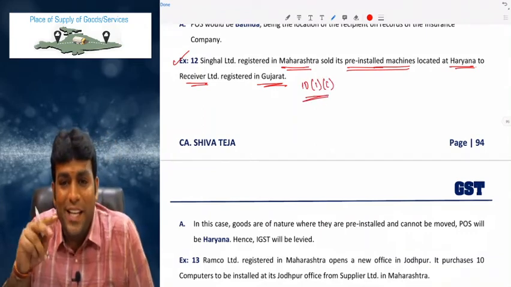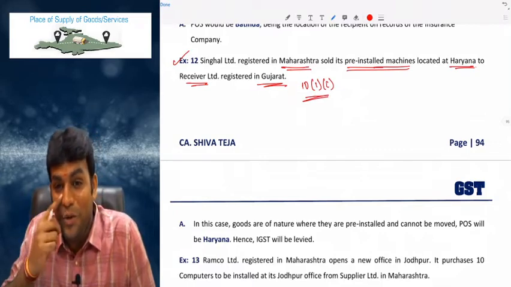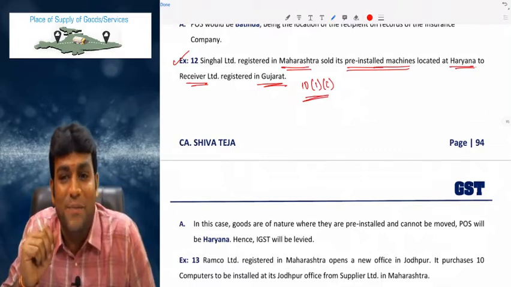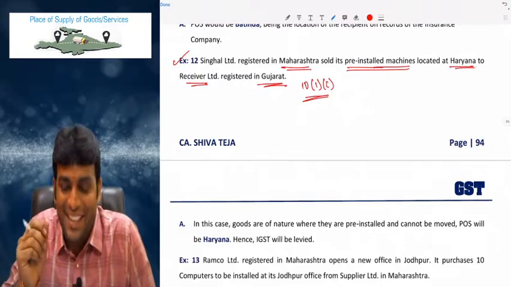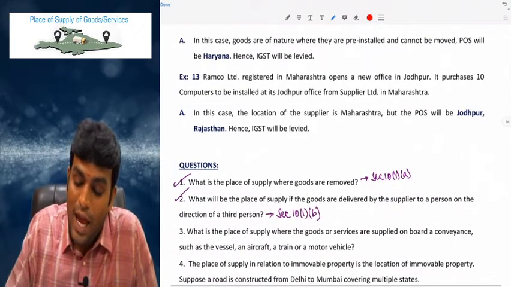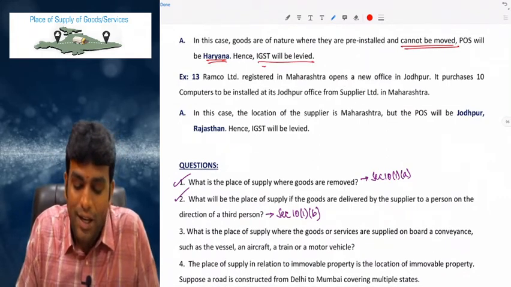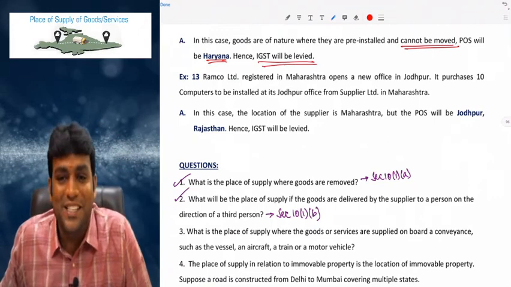10.1c. In case where there is no movement of goods, place of supply will be the location of goods at the time of delivery to the recipient. We taught this. So in this case, goods are of the nature where they are pre-installed and cannot be moved. And POS would be Haryana. Hence IGST would be levied.